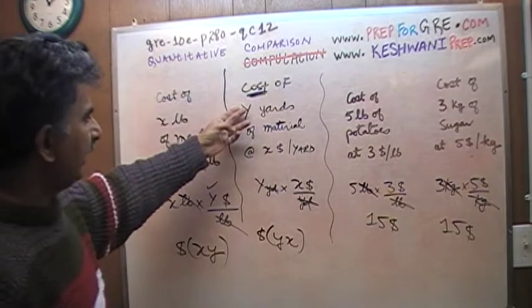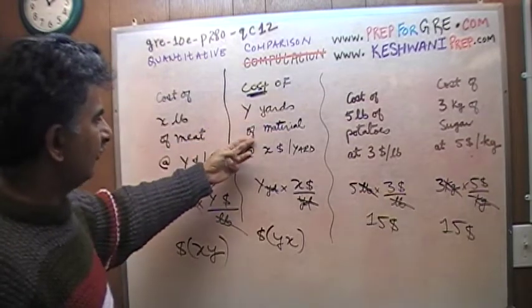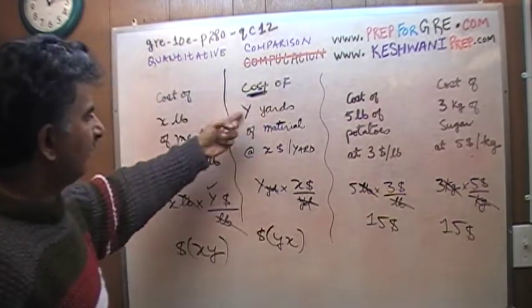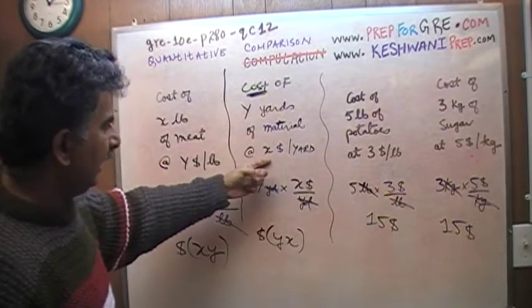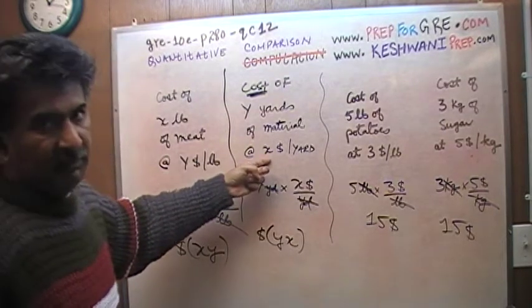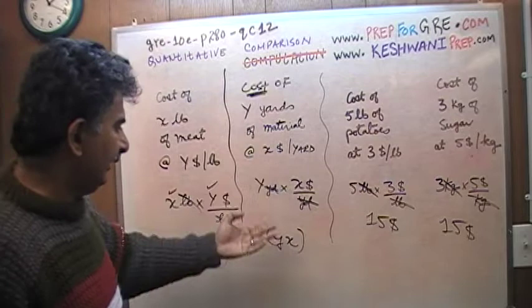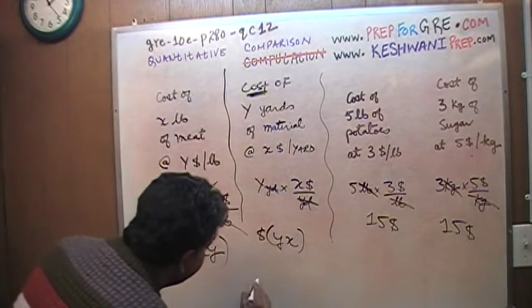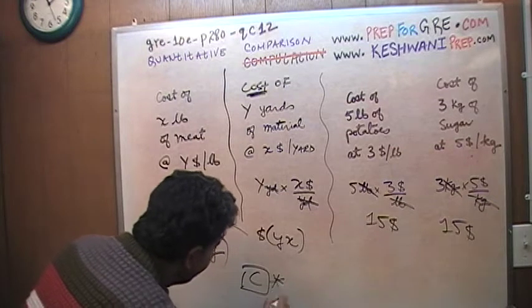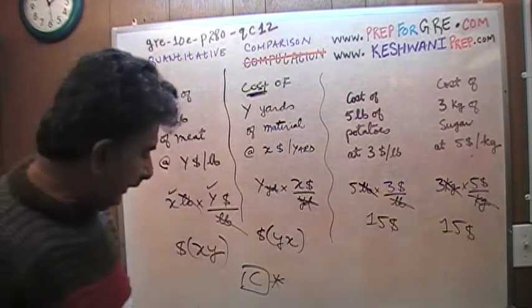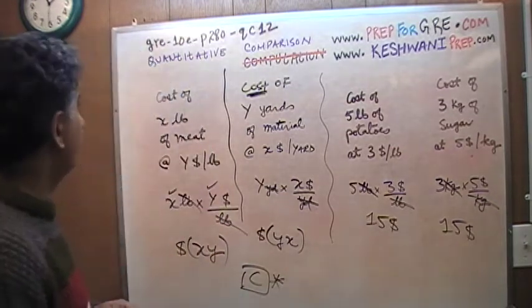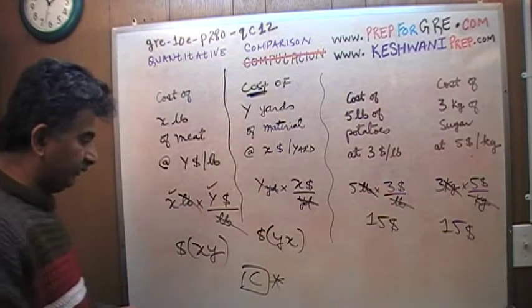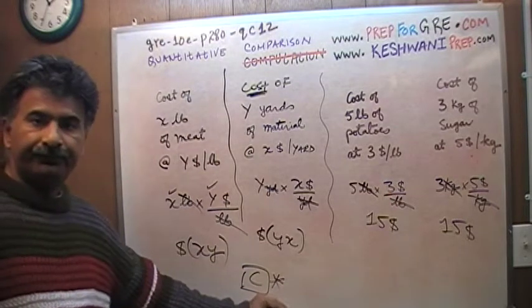And here, if you were to buy 0 yards of material at $17 per yard, since you're buying nothing, it will be 0. These quantities are equal to each other. That's all. The answer is C. I don't know what else I can do here, even though this is number 12 and it's supposed to be a hard question, but that's all there is here.